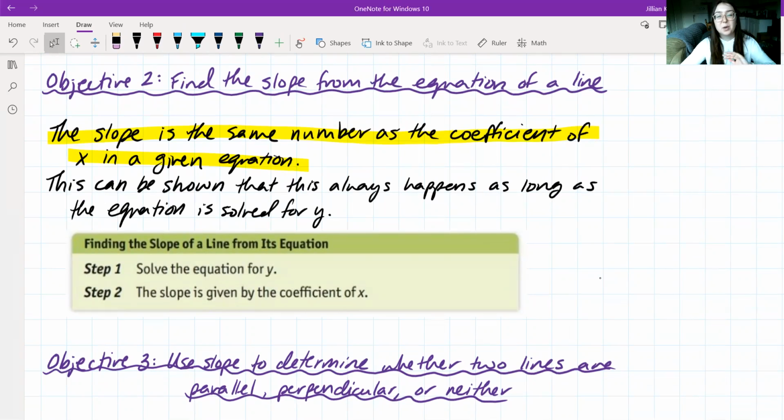If you don't have 1y equal to something else, you need to simplify until you have y is equal to something to identify that coefficient. So in finding the slope of a line from its equation, step 1, solve the equation for y, and then step 2, the slope is given by the coefficient of x. As long as you have something in the form of y is equal to mx plus b, where m is your slope and b is just a constant, then m is your slope.